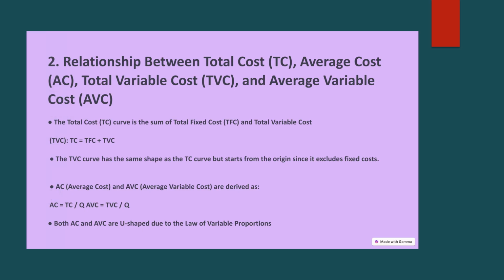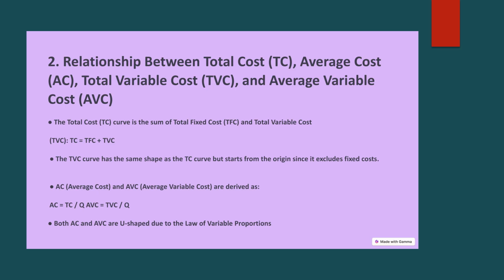The total cost curve is the sum of total fixed cost and total variable cost. This is the formula of total cost. The total variable cost curve has the same shape as the total cost curve, but starts from the origin since it excludes fixed cost. Previously, we saw the graphs. Average cost and average variable cost are derived as follows. This is the formula for average cost and average variable cost.